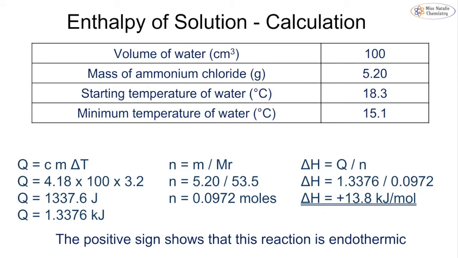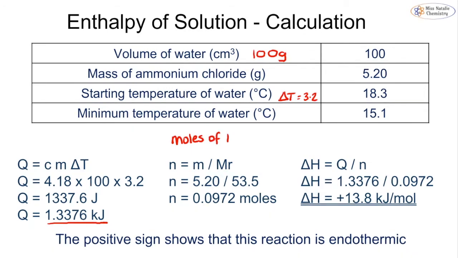So to calculate Q, we take our specific heat capacity. Our volume of water is 100 centimeters cubed, so that's 100 grams. And our delta T is going to be 18.3 take away 5.1, which gives us a value of 3.2. I multiply all of them together and I get a Q value of 1.3376 kilojoules.